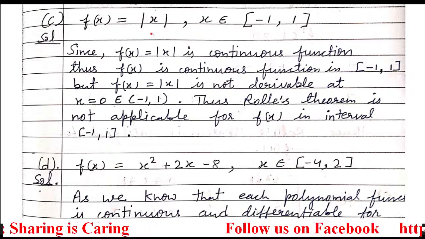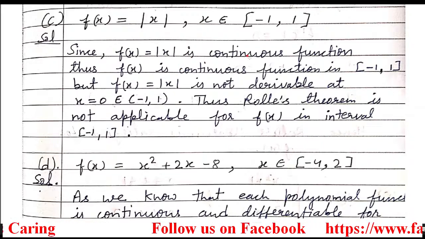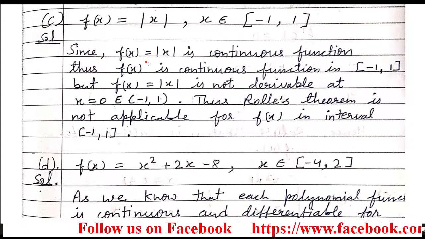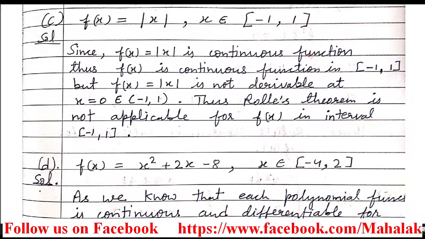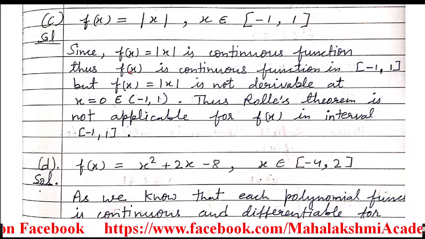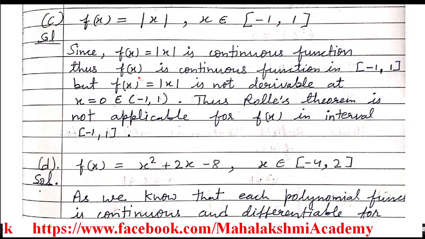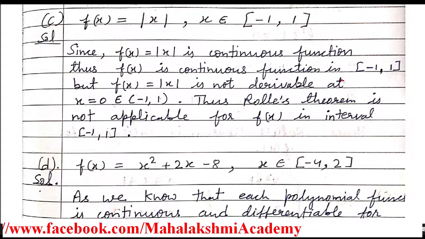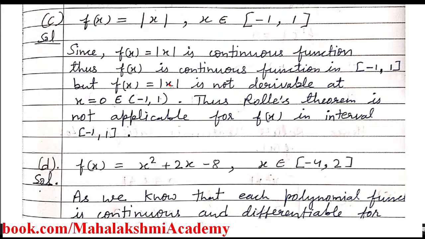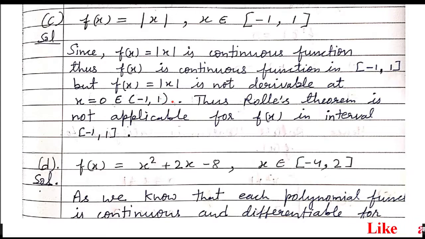Here we have the modulus function, and as you know the modulus function is continuous for all real numbers, so we write that f(x) = mod x is a continuous function, that's why f(x) is continuous in the closed interval. But we know that the modulus function is not differentiable at 0, and 0 belongs to the open interval, so the given function f(x) is not differentiable in the open interval. So the second condition of Rolle's theorem is not satisfied, that's why Rolle's theorem is not applicable for the given function in the interval -1 to 1.